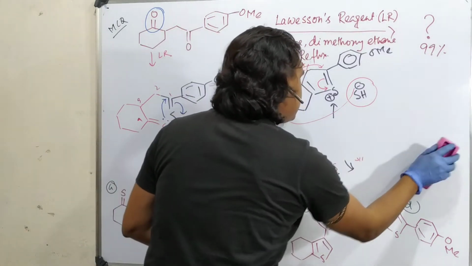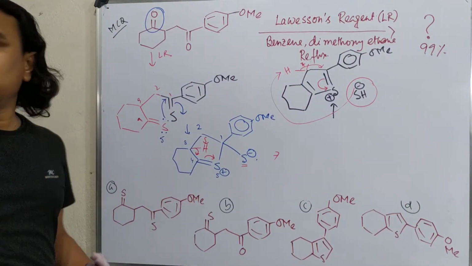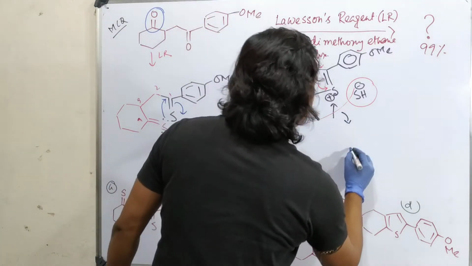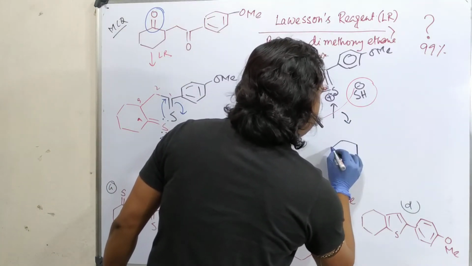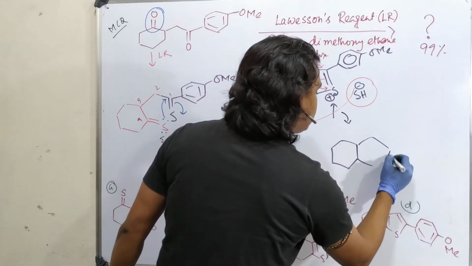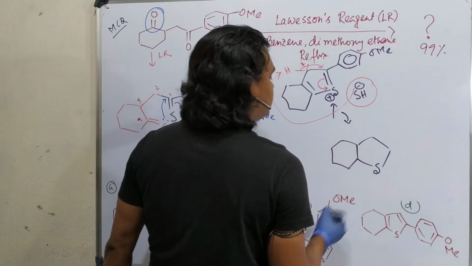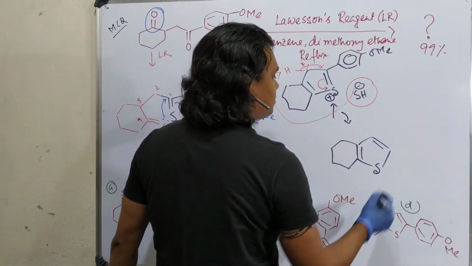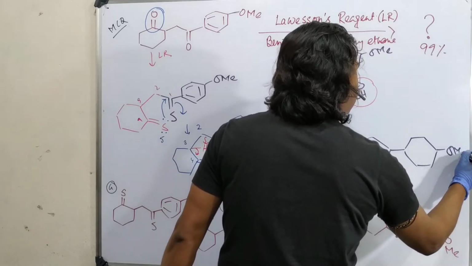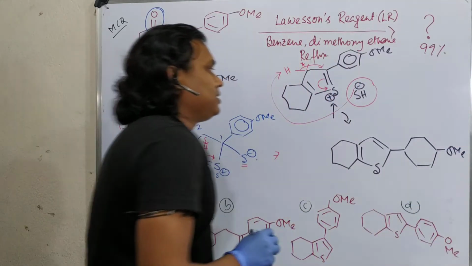Let me clean this. So in this way, it will generate... let's draw the 6-member ring attached with a 5-member ring. Here the sulfur, this is a double bond, this is a double bond, attached to this by ONE. Okay, now, so this is the product.